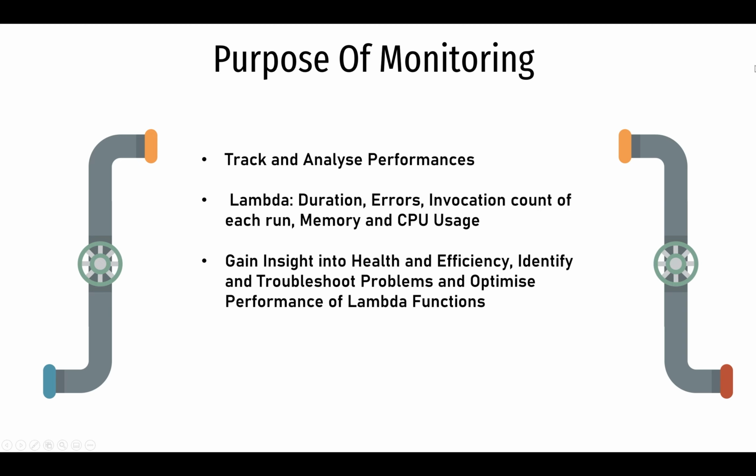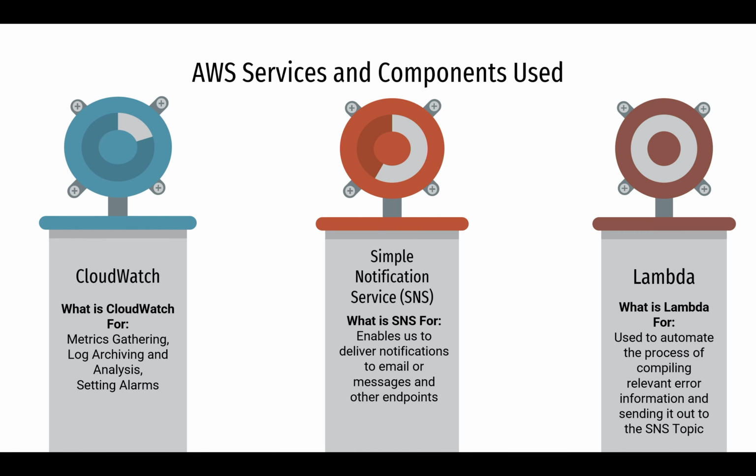Okay, so now we move on to monitoring. What monitoring is, basically, is that we track and analyze performance. For Lambda, we look at the duration, the errors, the invocation count of each run, the memory, and the CPU usage. This allows us to gain insight into health and efficiency, identify and troubleshoot problems, and optimize the performance of Lambda functions. The AWS services and components we use are CloudWatch, Simple Notification Service, also known as SNS, and Lambda.